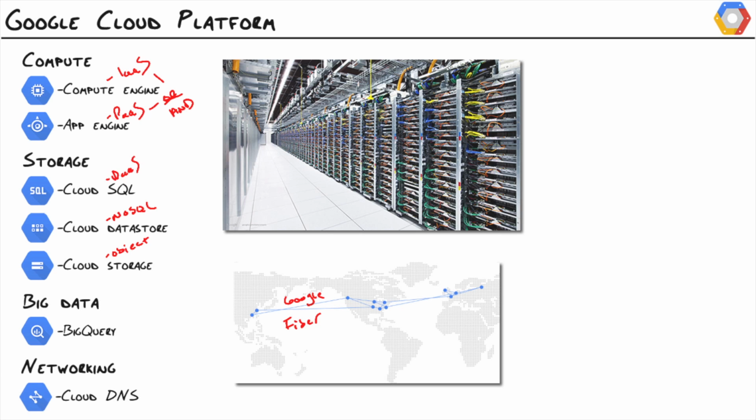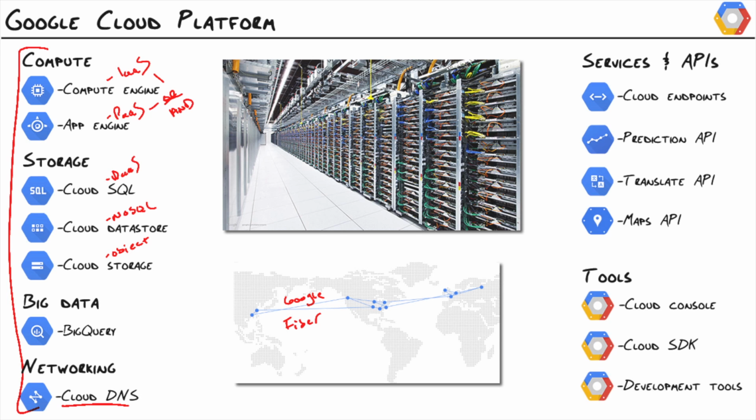A new product that was just announced at GCP Live is Cloud DNS, Google's authoritative DNS as a service. And what's really nice about this is now Google Cloud Platform users have a centralized place to manage their network infrastructure and their DNS. So these are the major components of the Google Cloud Platform.